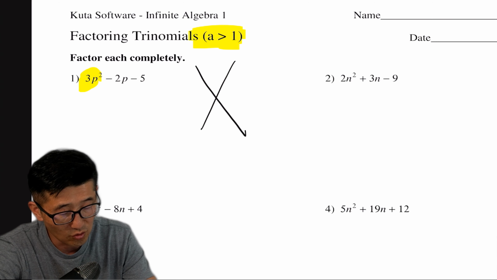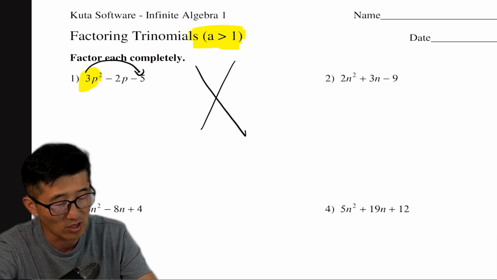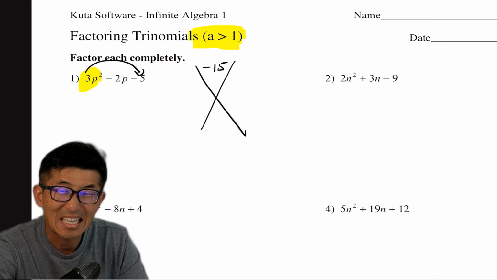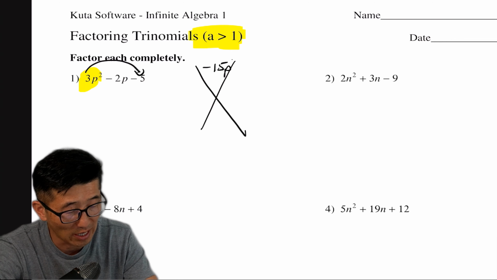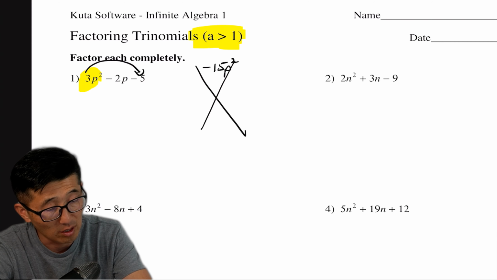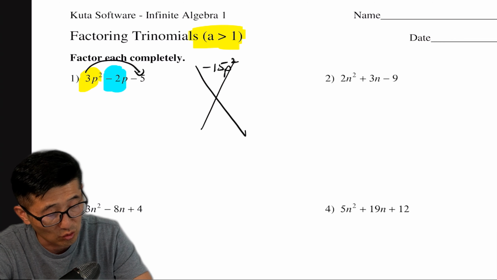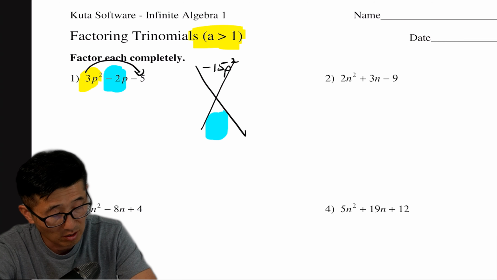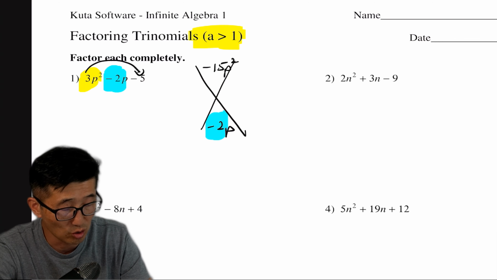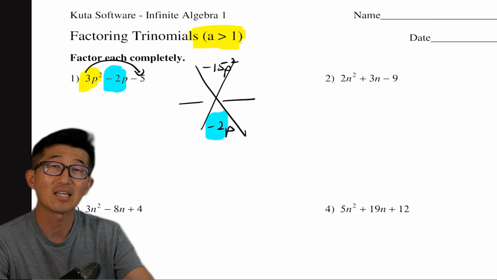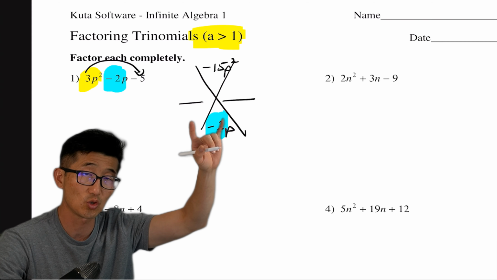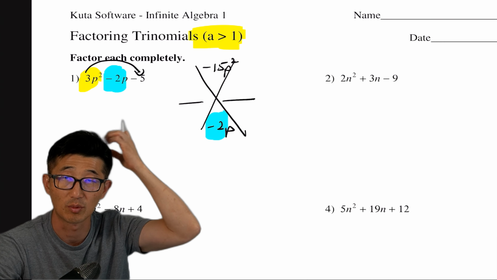You take 3 and you multiply to -5 and you put it on the top. Negative what? 15. Now, sometimes teachers will put the actual letter there, -15p squared, okay? The middle number, -2, you put it down here, -2p. So what you're trying to do is find two numbers that multiply up to -15p squared, but the same two add up to -2. What are those two numbers?